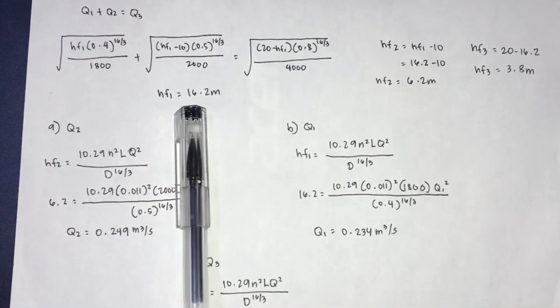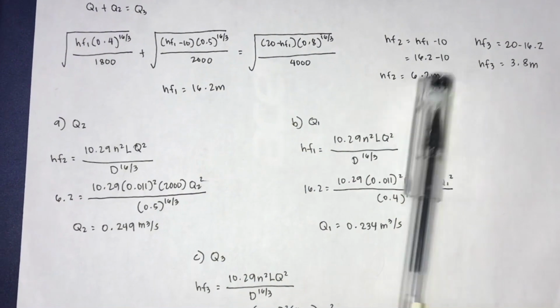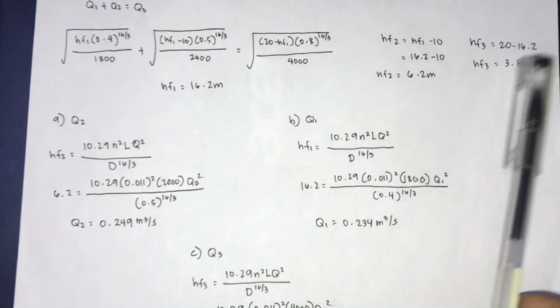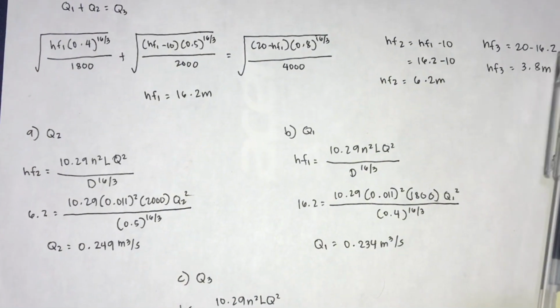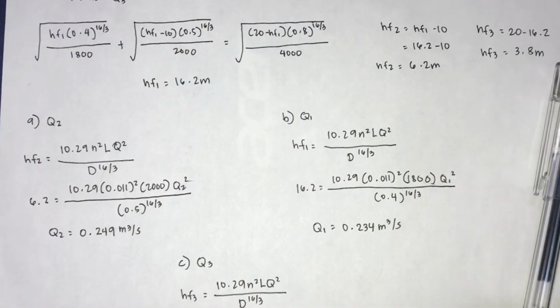So HF2 is equal to HF1 minus 10. Substitute, so 16.2 minus 10, HF2 will be equal to 6.2 meters. Then HF3 is equal to 20 minus HF1, which is 16.2. HF3 will be equal to 3.8 meters.